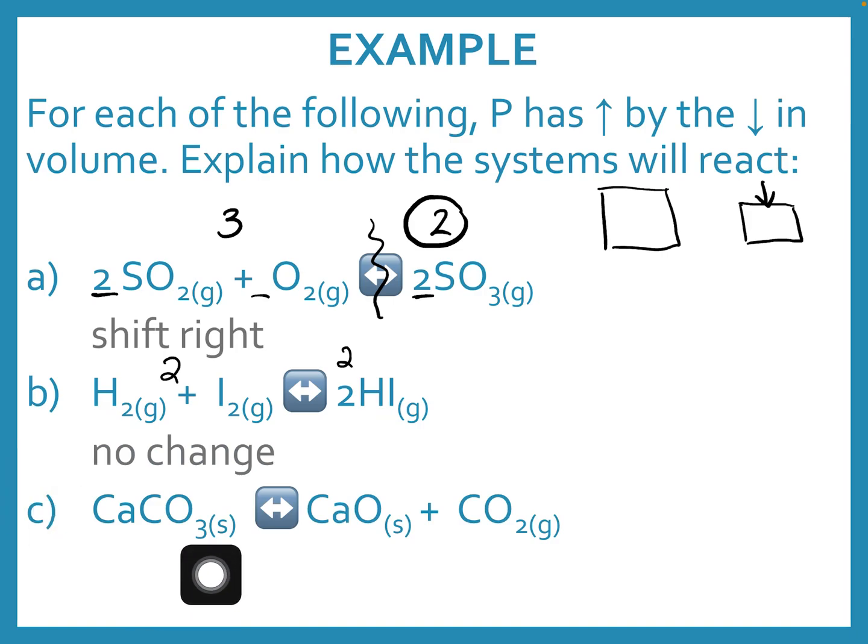And over here, this is a solid, so it doesn't count. This is a solid, it doesn't count. And this has 1 gas molecule on this side. So this has no gas molecules, and this has 1 gas molecule. So if we are going to make our space smaller, we want to shift away. We would move towards the side that has no gas molecules. So this would shift to the left.